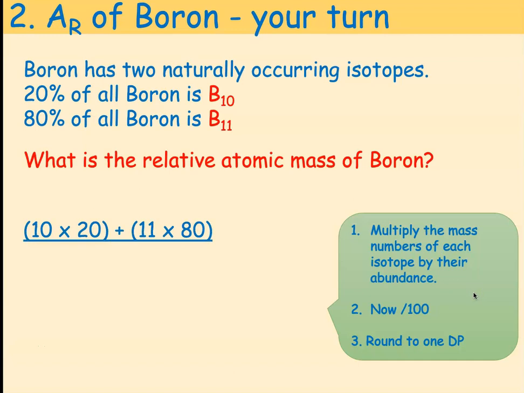Okay, we've got 10 times 20 plus 11 times 80 divided by 100 gives us 10.8. And that's already rounded to 1 decimal place, so the answer is 10.8. I hope you were successful.